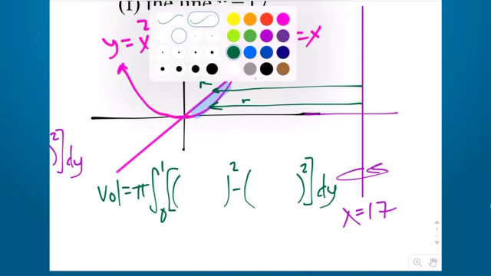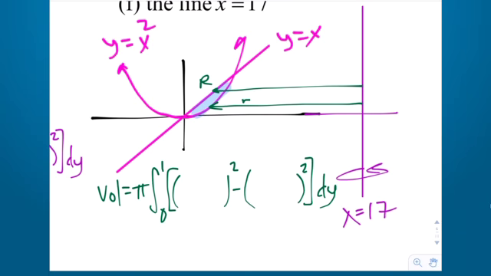And what is big R? Big R, right minus left. Notice the axis is on the right now, so it's x equals 17 minus x equals y. 17 minus y. Not y minus 17, 17 minus y. And then little r is right minus left. That's axis on the right minus square root of y.